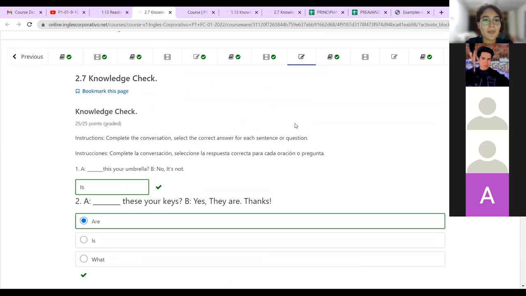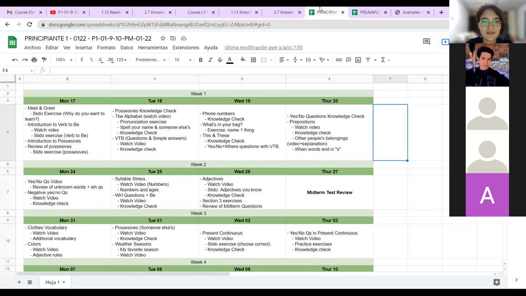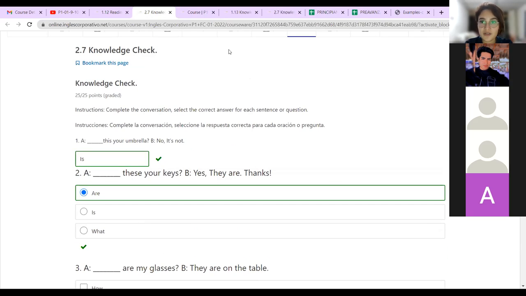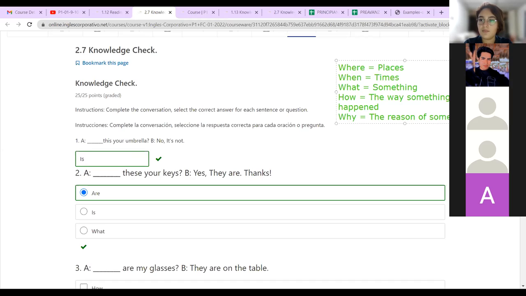All right. So any final questions about this and this that you might have with verb to be? Hemos visto so far cómo formar WH questions. Ya sabemos que las WH questions: where, for places; when, for times; what, for a variety of things; how, it's the way something happened; why, the reason.